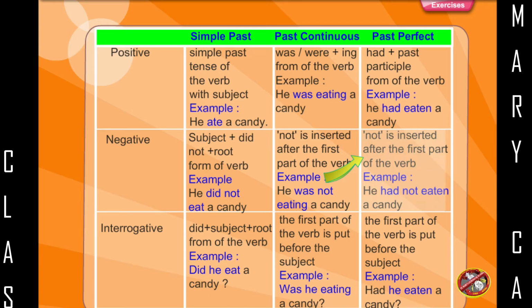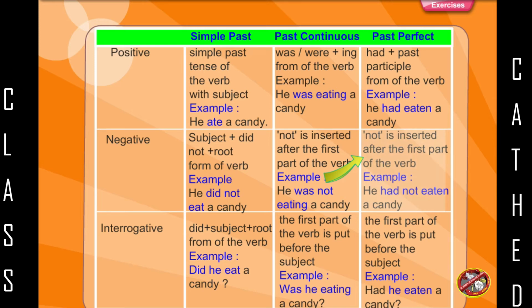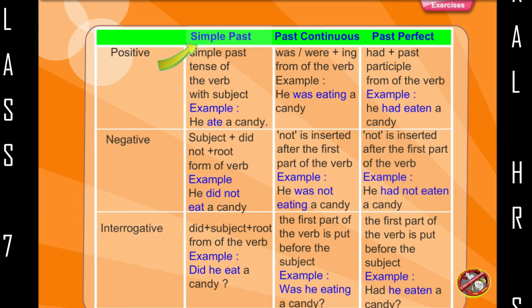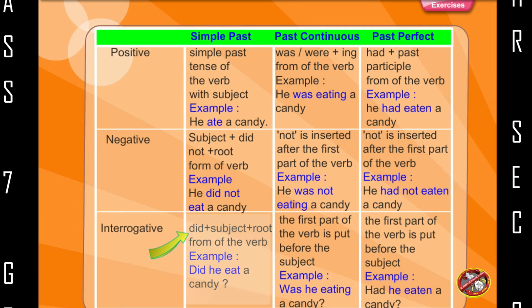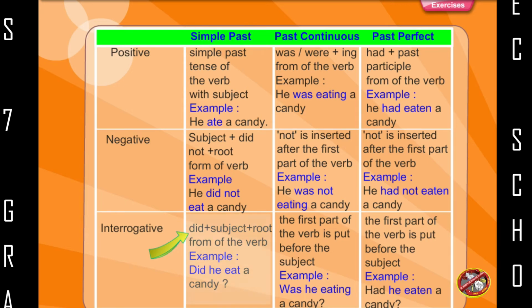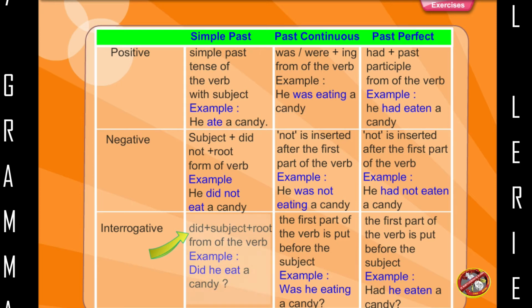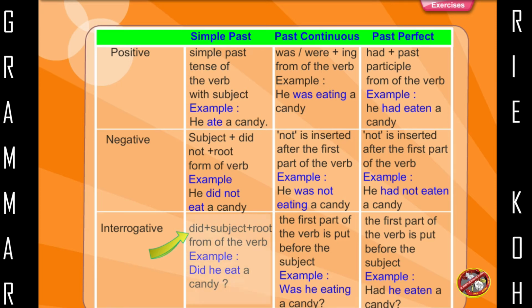Example: he had not eaten a candy. Interrogative. Simple past: did plus subject plus root form of the verb. Example: did he eat a candy?